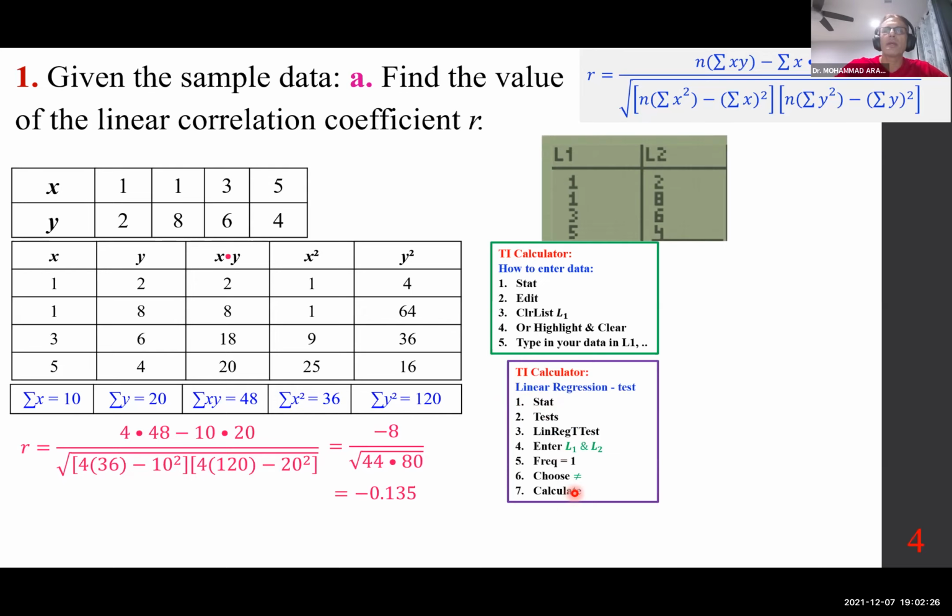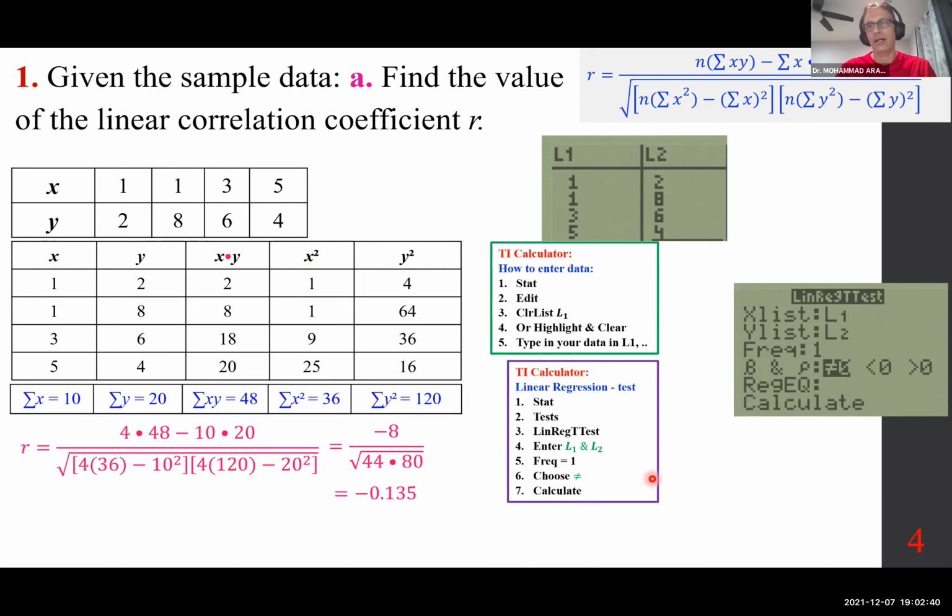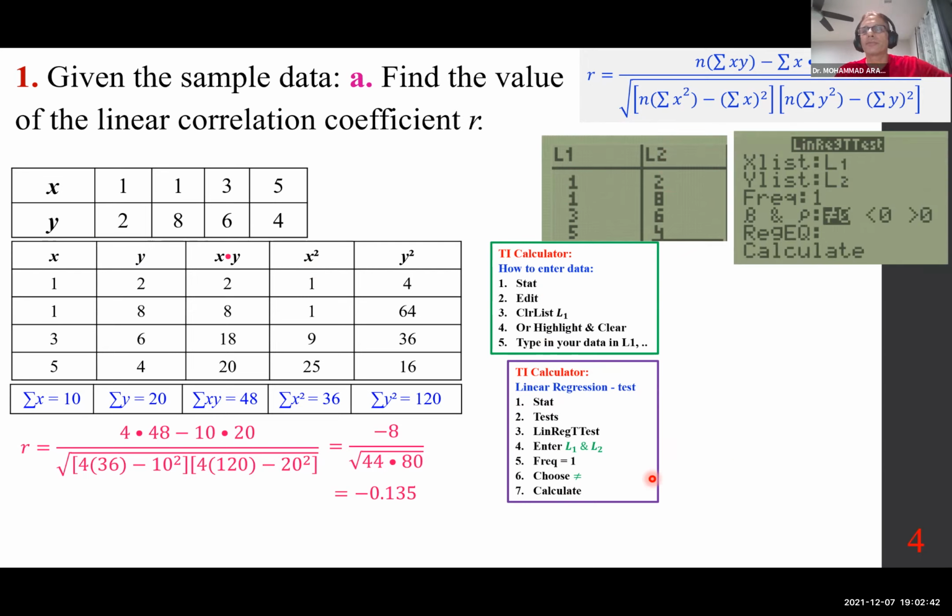First, the first column and the second column are the X and Y, L1 and L2, the first list and the second list. And now you run this command on a TI, linear regression t-test, by going to stat, test, so on and so forth.